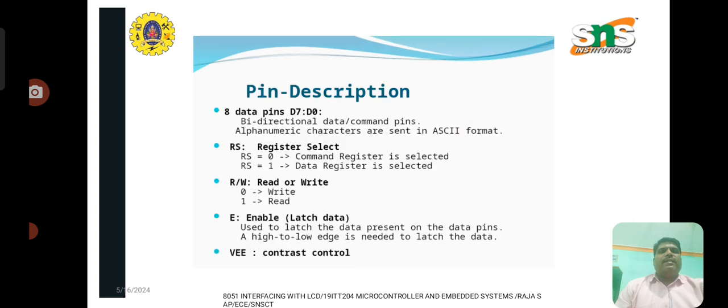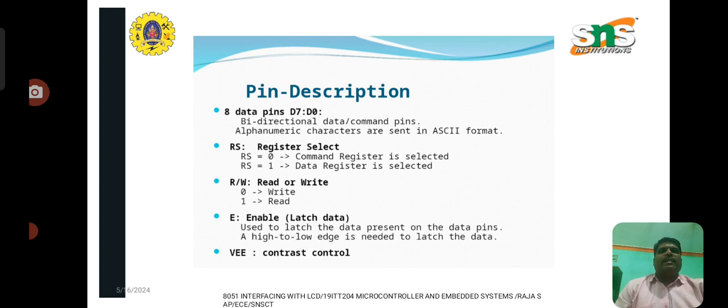So based on this pin diagram, let us see how all these pins are used. The 8 data pins, that is D0 to D7, are called bidirectional data or command pins. They are also used for alphanumeric characters, which are sent in ASCII format. RS is the register selector. If RS is 0, the command register is selected. If RS is 1, the data register is selected.